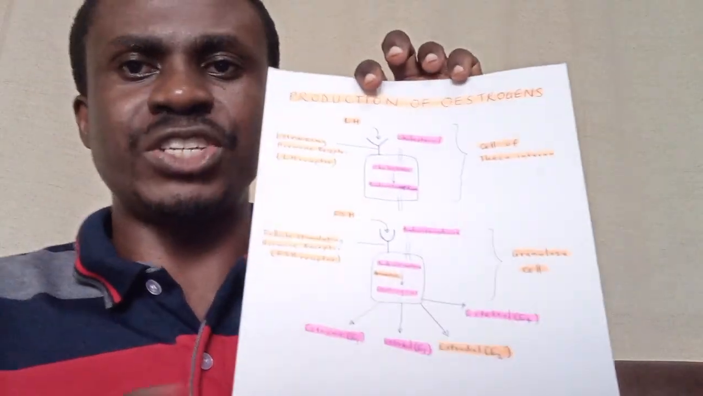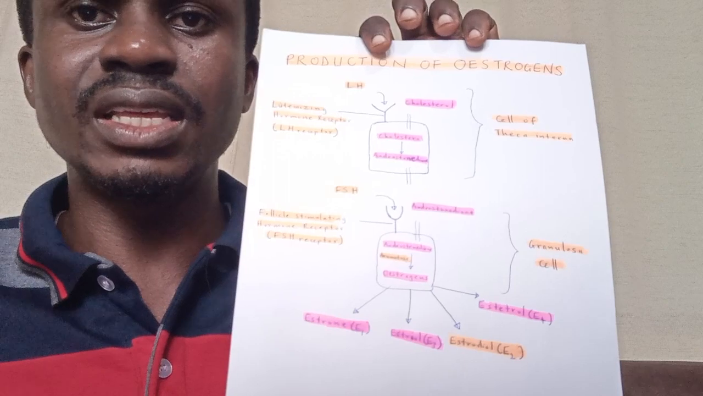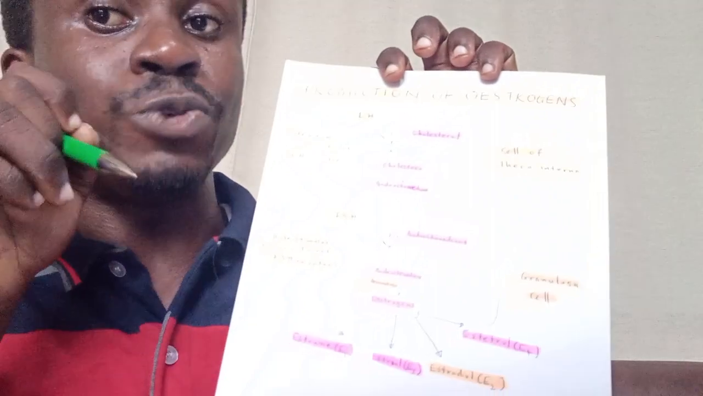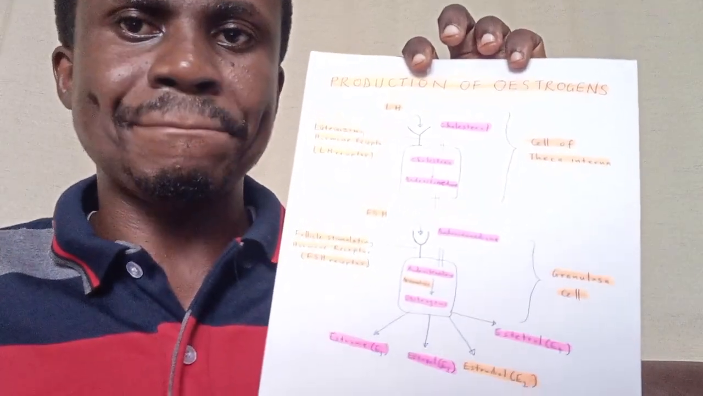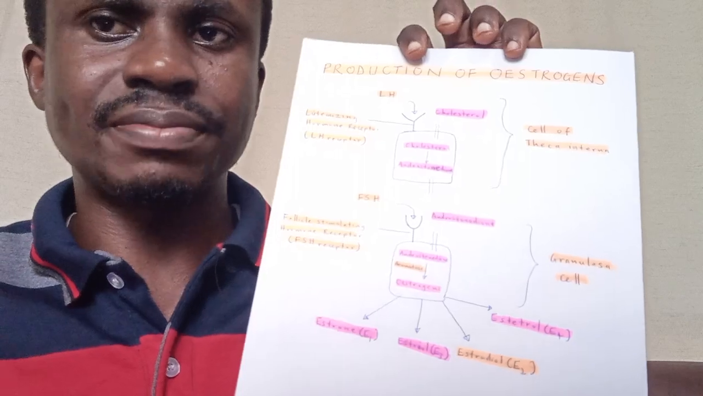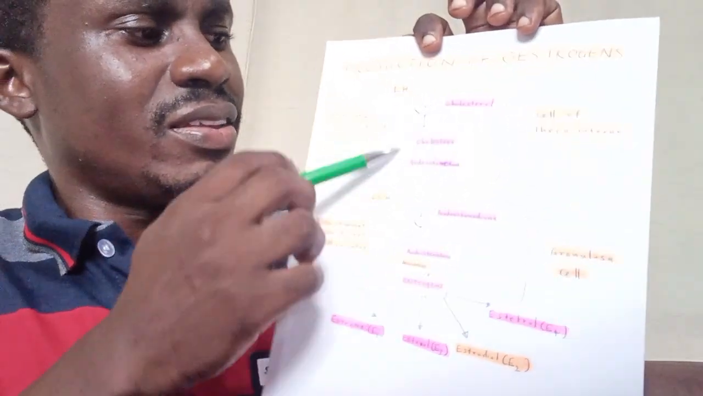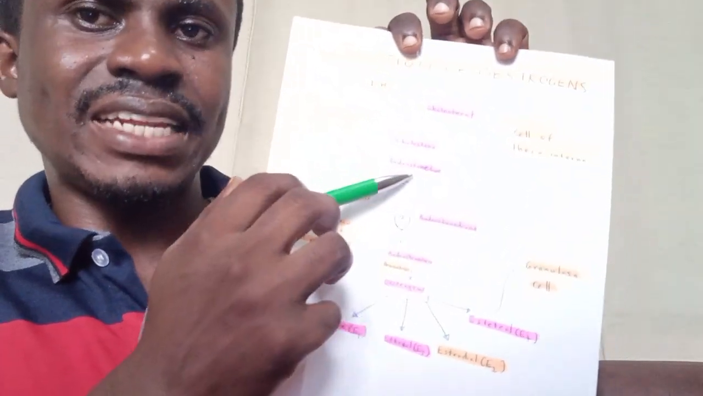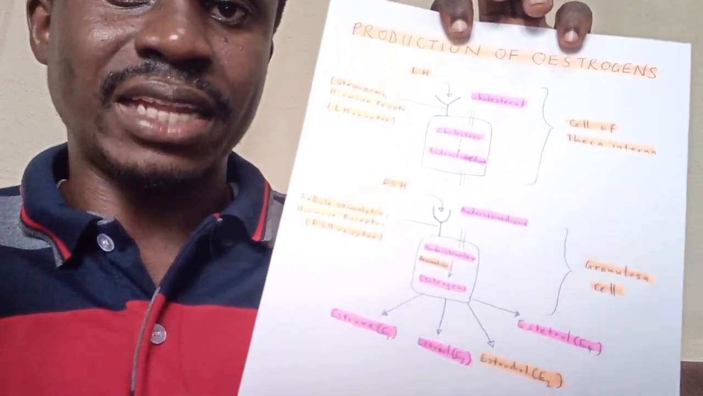Now, in trying to justify why we can also call the follicular phase the estrogenic phase, I have made this drawing for us to appreciate. If you take a closer look at what I've written: production of estrogens, steroidogenesis. Yes, the first thing. Take it that there's a cell over here. This cell is one of the cells of the theca interna. Yes, take it like that.